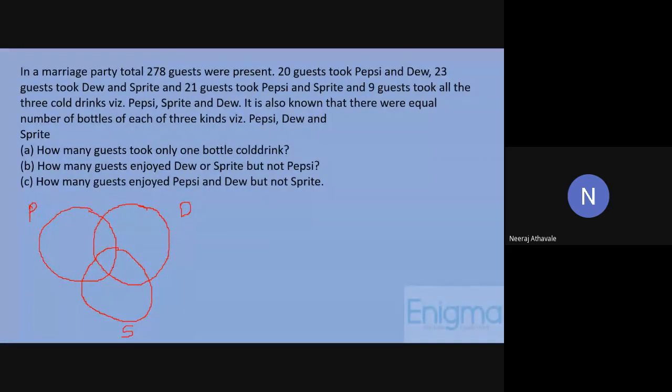Okay, in this Venn diagram, which is the first number which you will fill? 9. Perfect. Okay, so 9 would be over here. Now, Pepsi and Dew, you have 20 guests. Okay, so middle is 9, and what would be the value above 9? 20. 11. 20 is wrong. It should be 11.